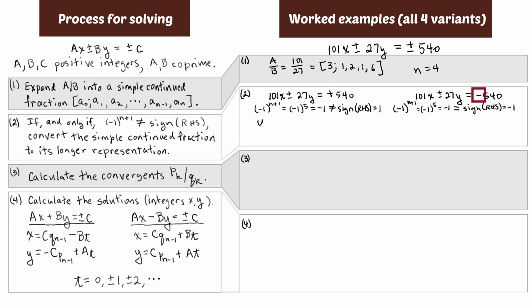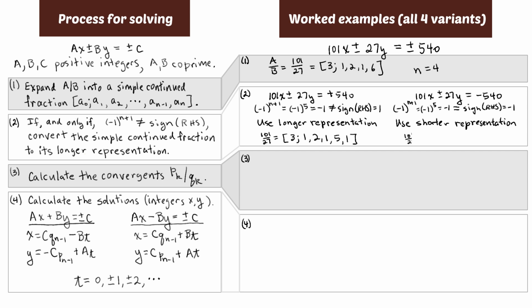For this case on the left, we have to convert the simple continued fraction to its longer representation. But in this case on the right, we keep using the shorter representation, which we found in step 1. The longer representation of 101 over 27 is 3, 1, 2, 1, 5, 1. The shorter representation is what we found in step 1, 3, 1, 2, 1, 6. Now we're on 2 paths, and they don't merge later, so we'll put dividing lines in this box and the ones for step 3 and 4.